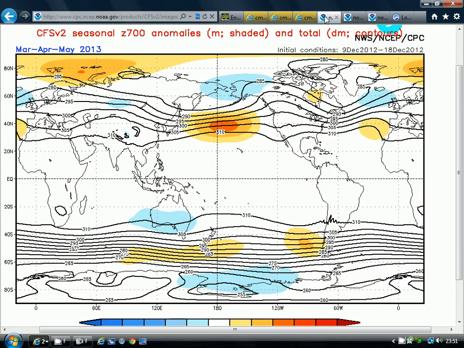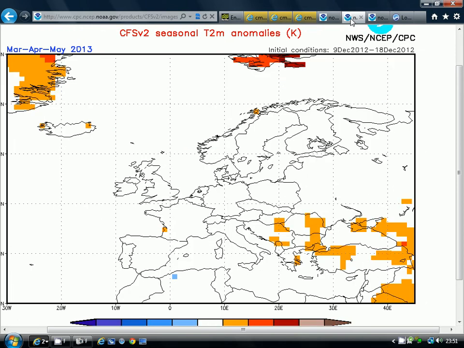Having a look at the CFS version 2 model, and again we've got a very similar pressure distribution. This is at 700 millibar height anomaly, so it's a slightly different area in the atmosphere to the 500 millibar height idea, but it's the same kind of idea really, and the model is seeing a very similar type pattern to the Met Office and to the Beijing Climate Centre, which is to have below average heights to the northwest, above average heights down to the southwest, but weaker than we see during the winter. And basically we've got a westerly type spring pattern being forecast there by the CFS model.